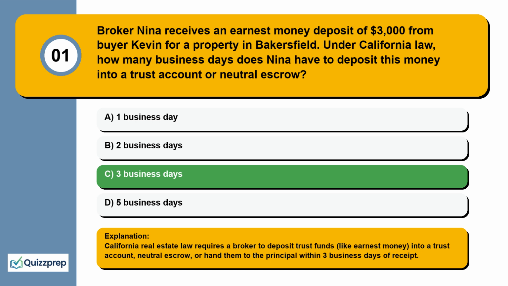California real estate law requires a broker to deposit trust funds, like earnest money, into a trust account, neutral escrow, or hand them to the principal within 3 business days of receipt.